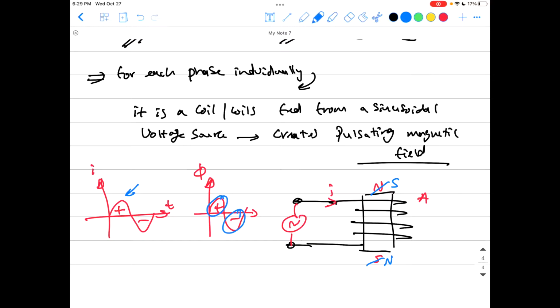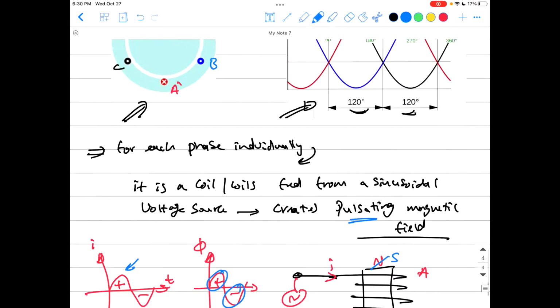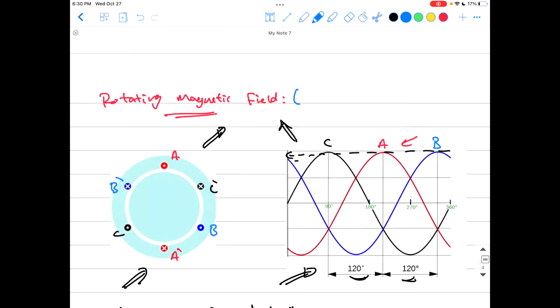That means that we call it a pulsating magnetic field. It pulsates because it changes value and it changes polarity. Sometimes the magnetic field is a North Pole, sometimes it's a South Pole, sometimes it's a maximum value, sometimes it's zero. Okay guys? That's why we call it a pulsating magnetic field. It's far away from what we call a rotating magnetic field, where you find that the rotating magnetic field is a fixed value and rotating. What I mean by rotating is changing position.